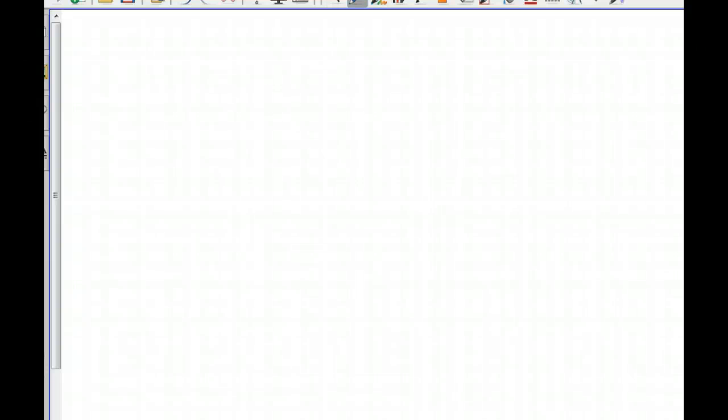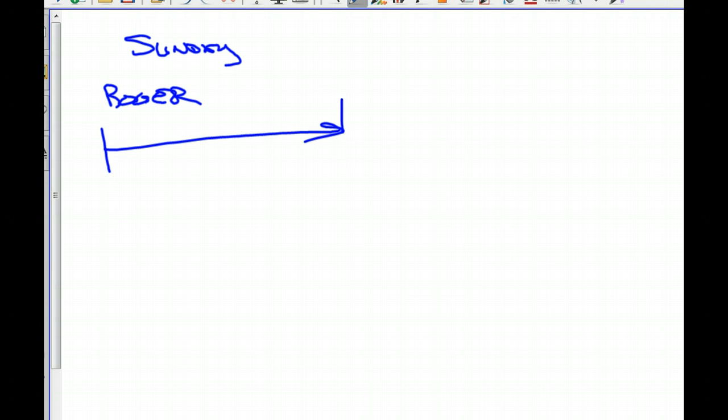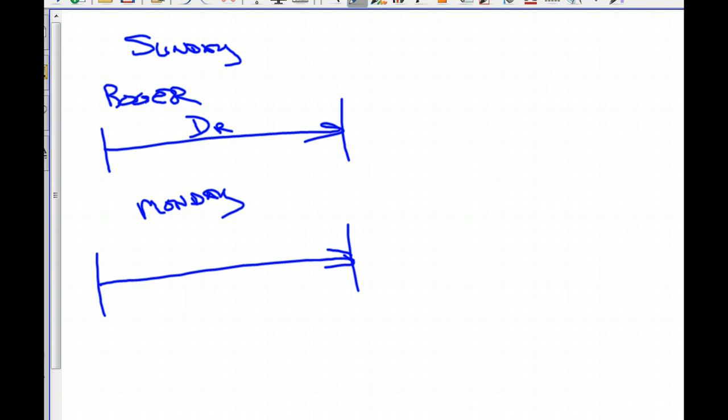Roger and Judy. Okay, so it is Sunday, and Roger makes this trip from here to here. Okay, that is the distance that Roger traveled. On Monday, Judy makes the same trip. Different day, same trip. So the distance of Judy. Distances are the same since they made the same trip.